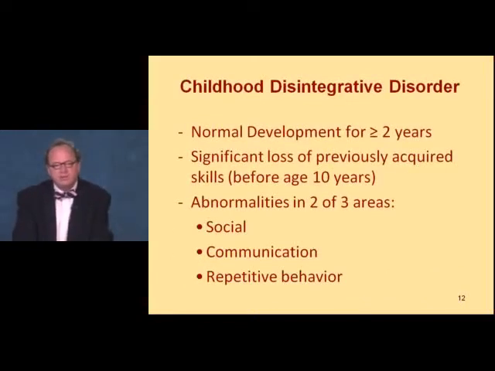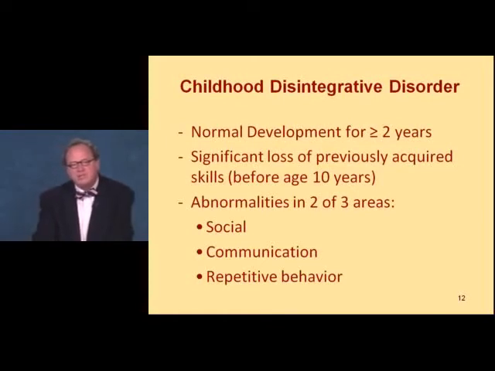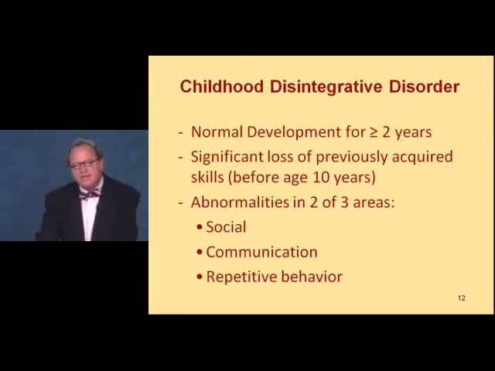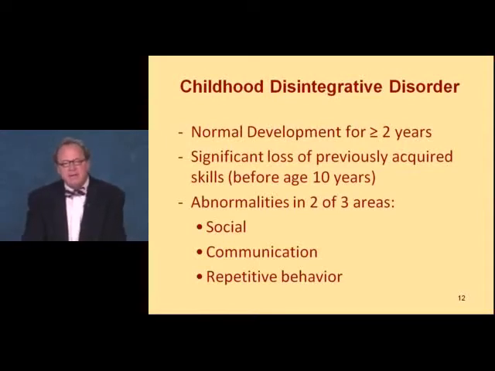Childhood disintegrative disorder, which has also been referred to as Heller's syndrome, was also included in DSM-4, but not in DSM-5. And these are children that have entirely normal development until they're between the ages of 2 and 10 years. And then they become autistic, if you will. They begin to lose skills that had developed normally. And so you can imagine what a terrible event this might be in the lives of the parents when they've had a normal child for between 2 and 10 years, and then they regress.